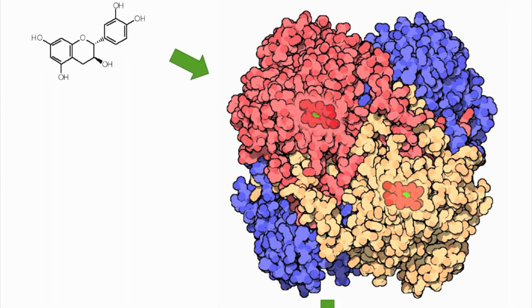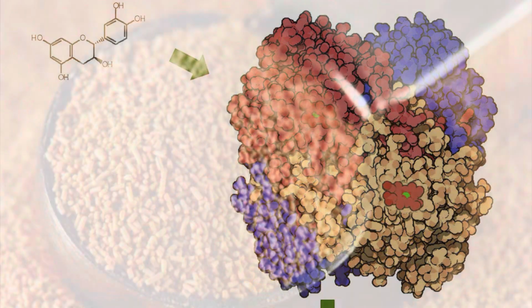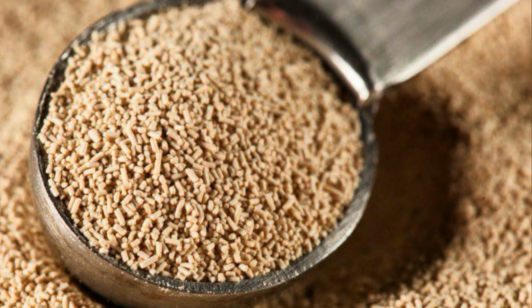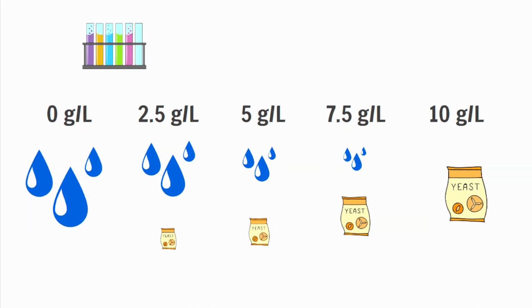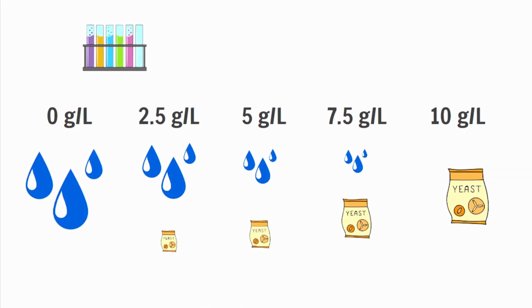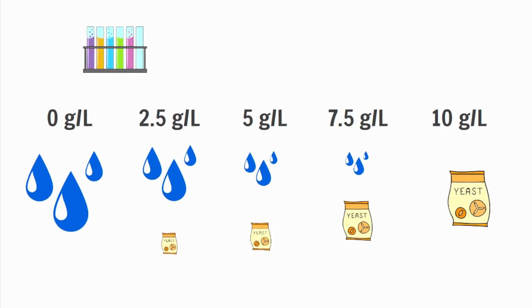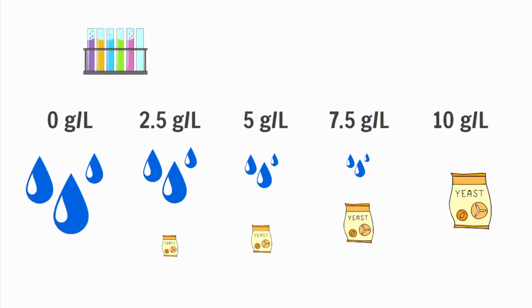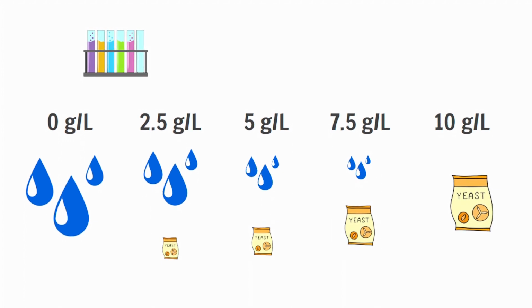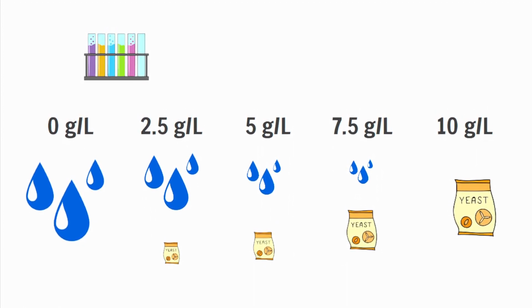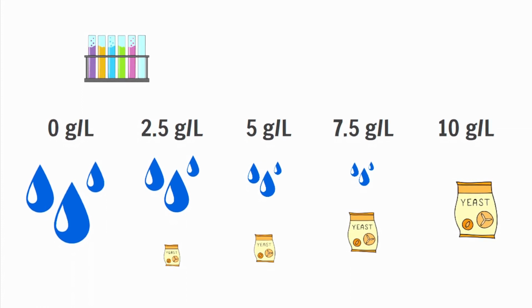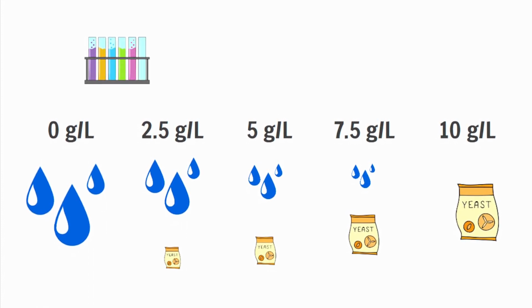Enzymes are macromolecules, normally proteins, that speed up chemical reactions by lowering activation energy barriers. To do this experiment, I diluted yeast, which contains the enzyme catalase, and water into 5 different concentrations: 0, 2.5, 5, 7, and 10 grams per liter. I dipped a filter paper into each of these solutions, placed them in the bottom of a test tube with hydrogen peroxide, and measured how long it takes for each filter paper to float to the top.